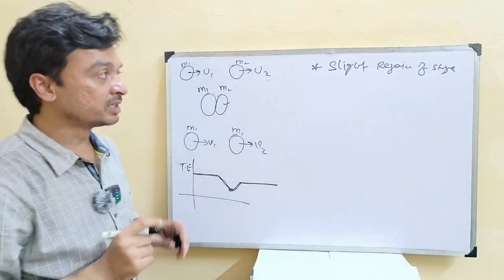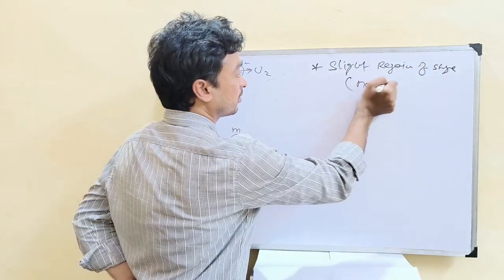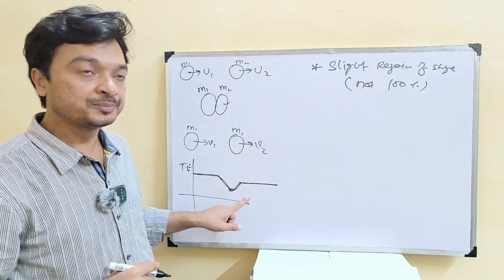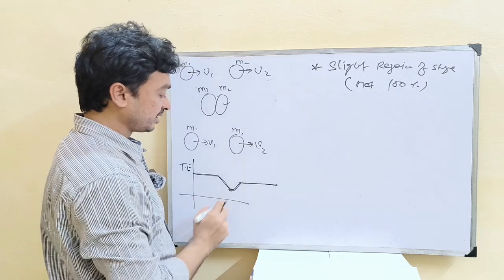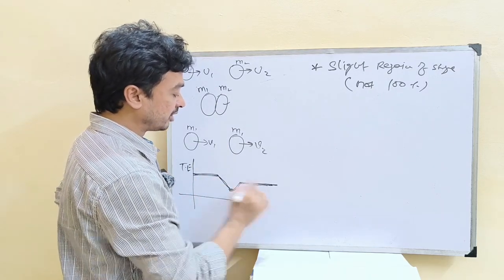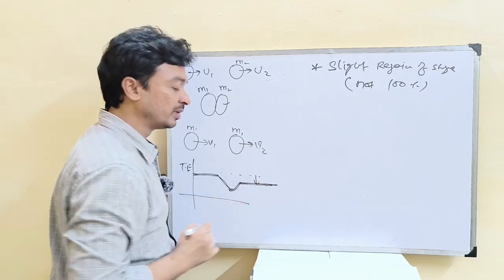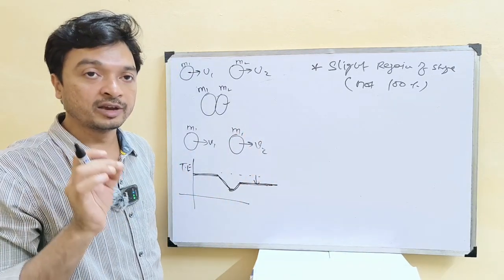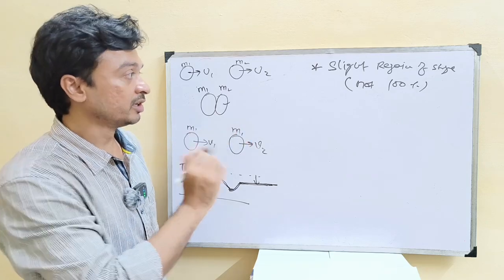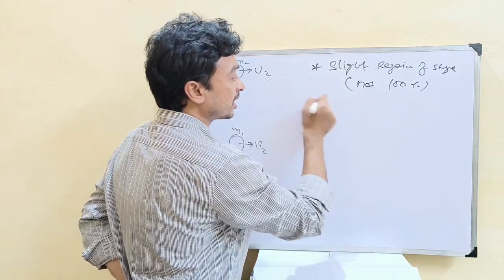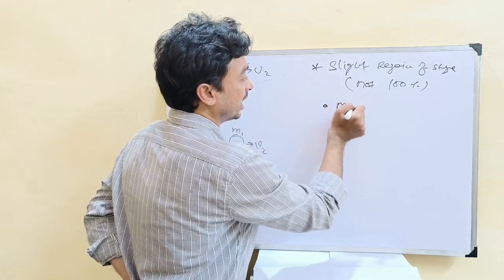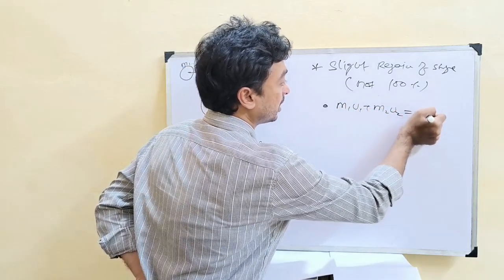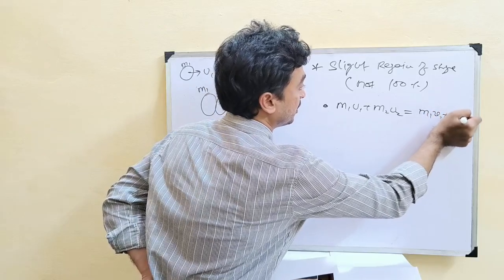This is not 100% regained. So there will be loss of kinetic energy. In this case, kinetic energy before is not equal to kinetic energy after. There will be some loss of kinetic energy. So in this case, you can't equate energy. You have to use only conservation of momentum. That means m1 u1 plus m2 u2 is equal to m1 v1 plus m2 v2.